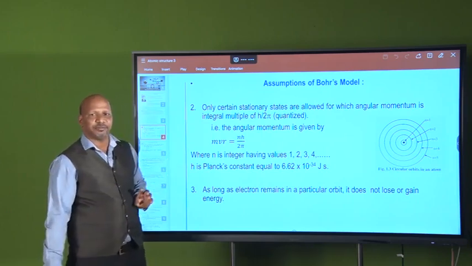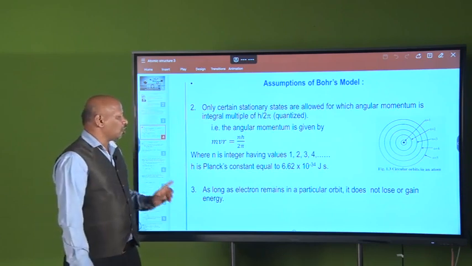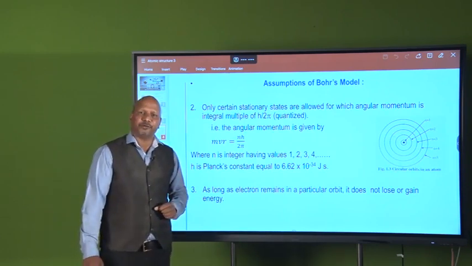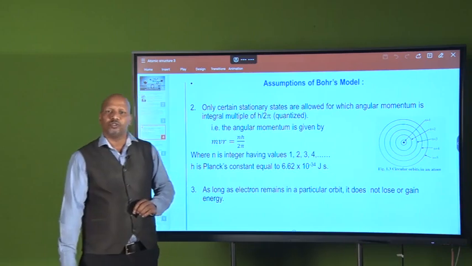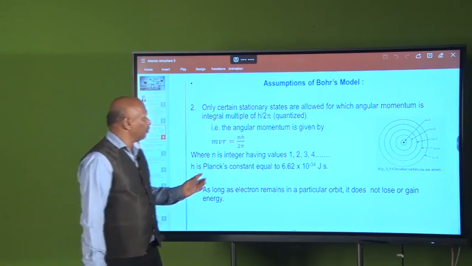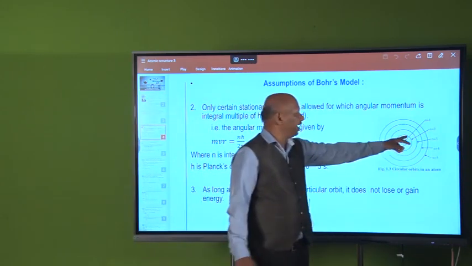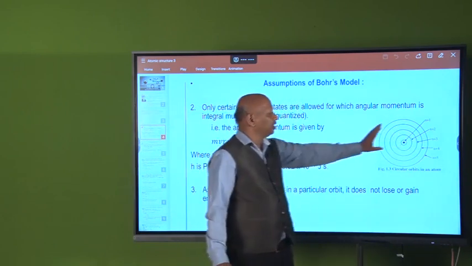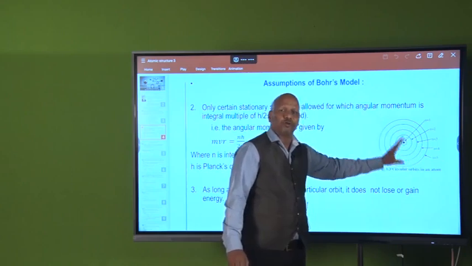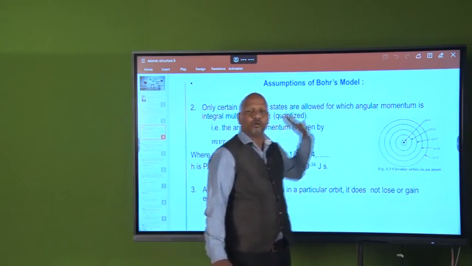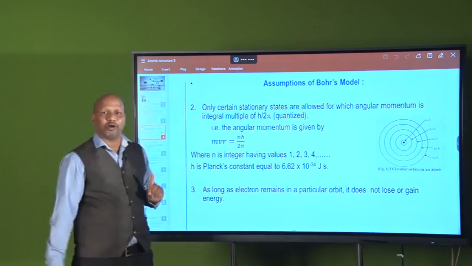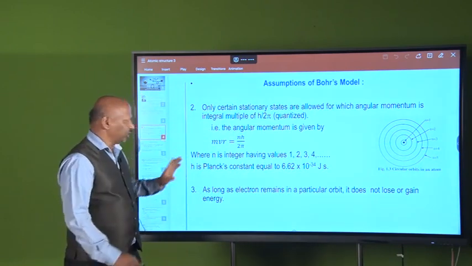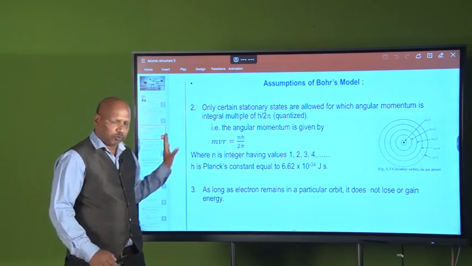The third assumption is that as long as an electron remains in a particular orbit, it does not lose or gain energy. Suppose the electron is in n is equal to 2; as long as that electron remains in that orbit, it does not go to the first orbit or any other orbit. So, its energy is fixed.